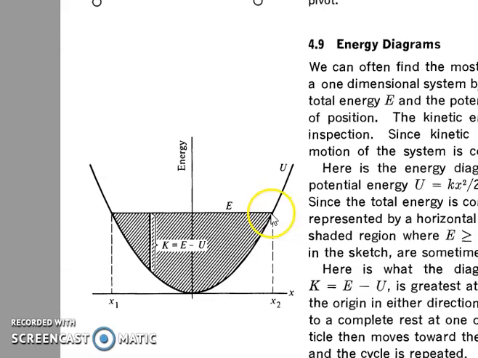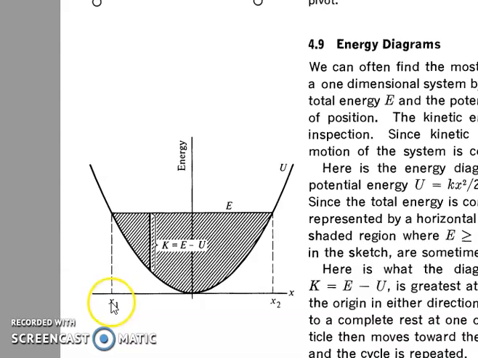So motion is restricted to the region where kinetic energy is equal to E minus U, and the value of U should always be less than E. That is the condition. If it is greater than E, what will happen? Kinetic energy will be negative, which is an impossible situation.